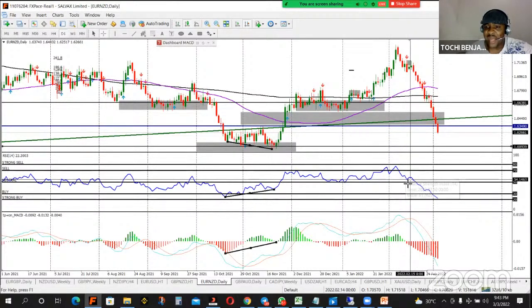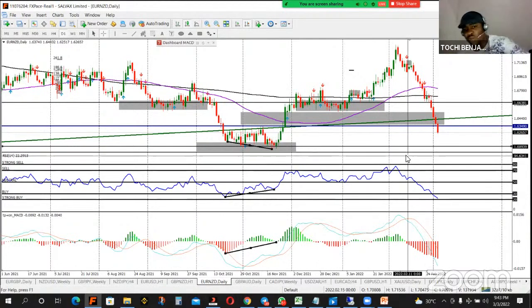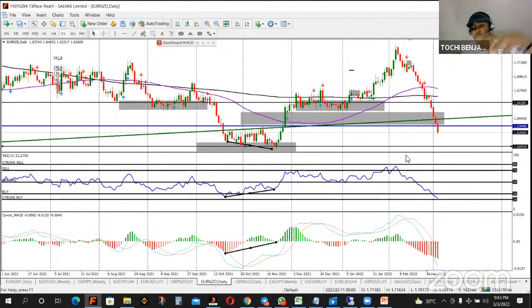Since then, MACD, have you seen that MACD has crossed equilibrium as we speak? It has crossed equilibrium. So if you were selling that and you see the two moving averages of MACD cross equilibrium, and as they cross equilibrium, you see them widening apart.